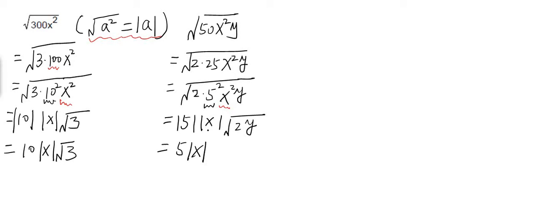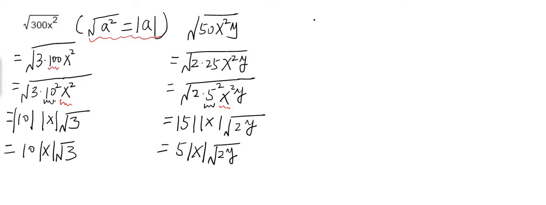If x is negative, for example negative 3, we should pick 3, right? Not negative 3. So we keep the absolute value of x here. The answer is 5 times the absolute value of x times the square root of 2y.